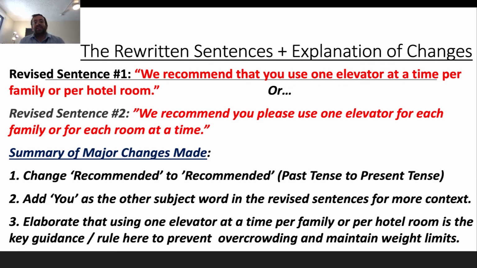Or the second revised sentence, we recommend you please, asking politely, use one elevator for each family or for each room at a time. Much more clean, much more straight to the point, very correct in terms of its grammar. So we recommend you please use one elevator for each family or for each room at a time. At a time is key here because you want to say one family should not use both elevators if there's only 2, but one elevator for each family, 3 or 4 people, or for each room, which usually has 2, 3, or 4 people at a time.